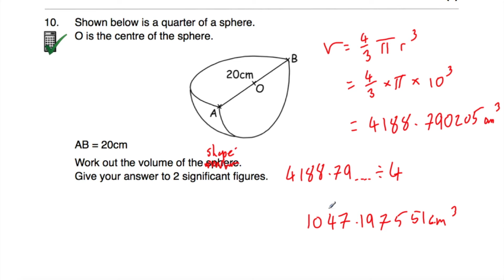So now if we round this to 2 significant figures, that's going to be 2 digits followed by zeros. So this would be 1,000 to 2 significant figures. So 1,000 centimeters cubed. It wouldn't be 1,100 because with the 4 we're not going to round up, we're going to have to round down. So it's going to be 1,000 centimeters cubed with 2 significant figures, and that's it.